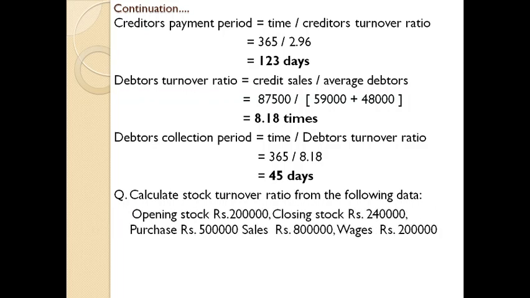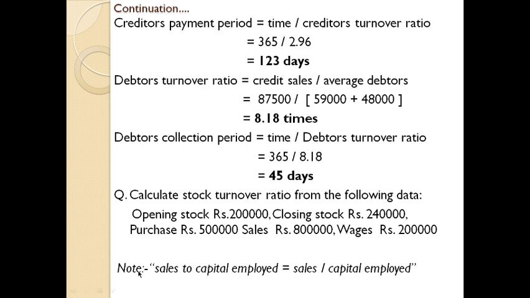And for the time being, kindly try out this question. You are asked to calculate the stock turnover ratio from the information: opening stock, closing stock, purchases, sales, and wages. Try to do it. Okay. And one more thing. Here in the note it is given sales to capital employed equals sales divided by capital employed. See this equation, sales to capital employed.